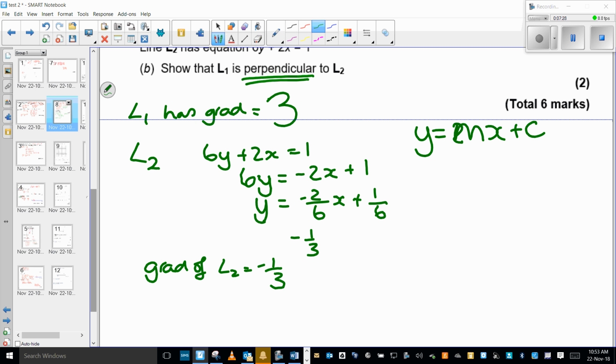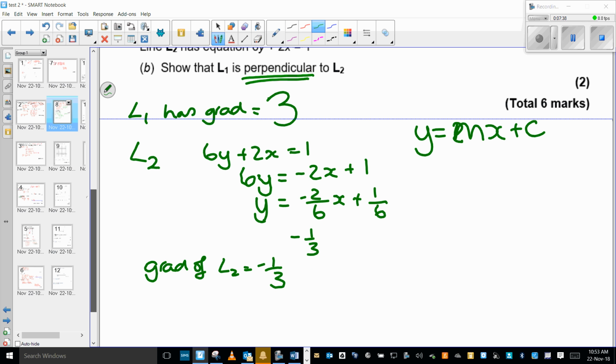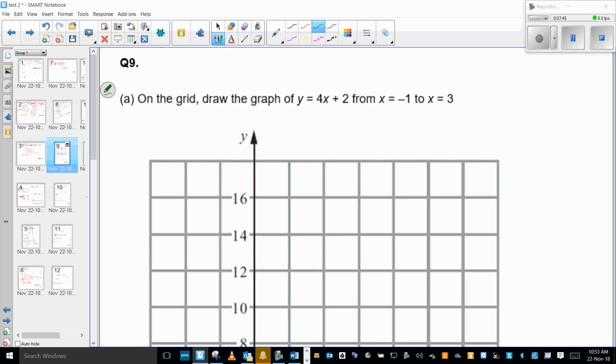Oh, so you didn't have to swap around L1? No, because it was already in the form y equals mx plus c. Okay, so we knew they were perpendicular, we just had to show it. Alright, next one.